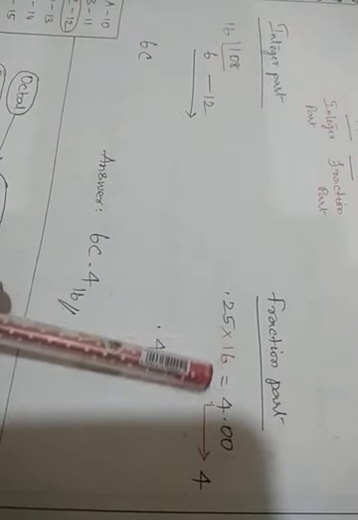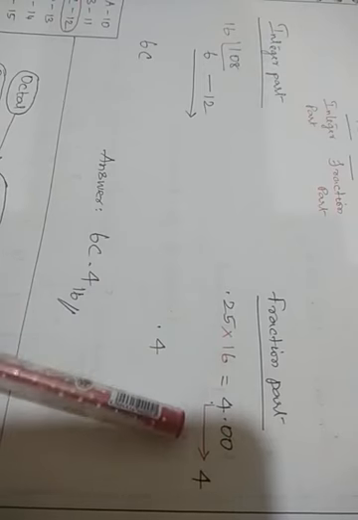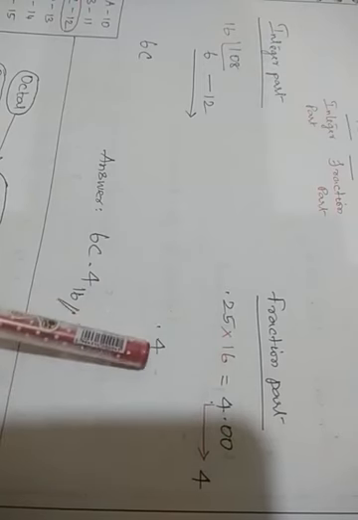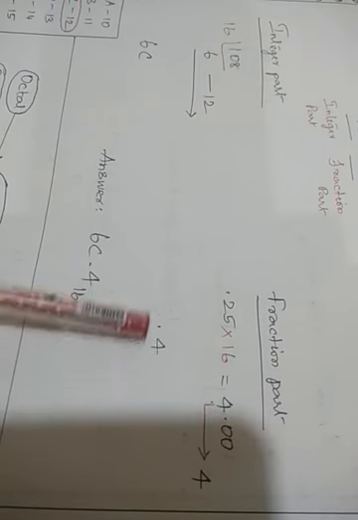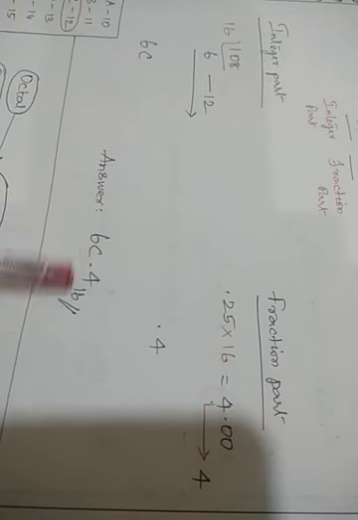Then for the fraction part, 0.25 into 16 equal to 4. And the fraction part is here 0. So we cannot continue this multiplication further. So this 4 is the only value we got in this fraction part. So the final answer is 6C.4. This is the final answer.